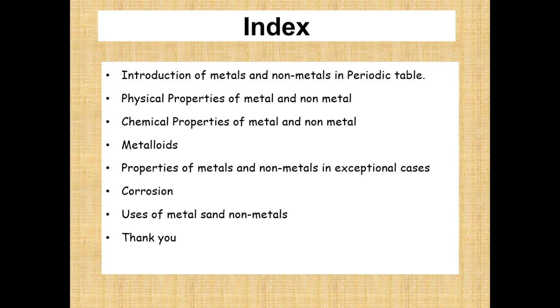In this chapter, we will discuss the introduction of metals and non-metals with respect to the periodic table, and the physical and chemical properties of metals and non-metals. We will also discuss the metalloids, which have properties of both metals and non-metals. We will also discuss the properties of metals and non-metals in exceptional cases. Then we will go for corrosion, and lastly we will discuss the uses of metals and non-metals.